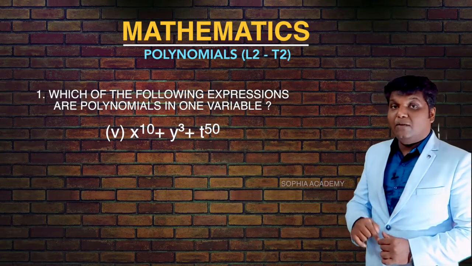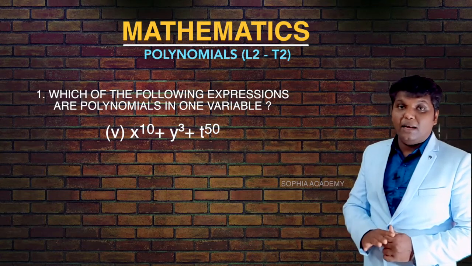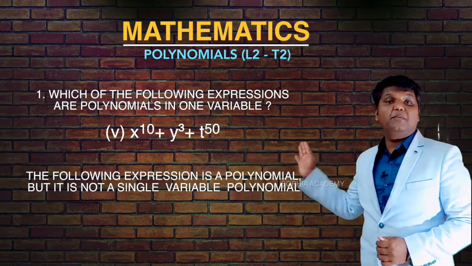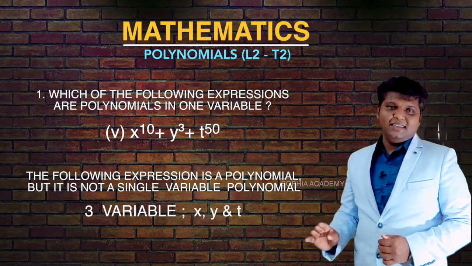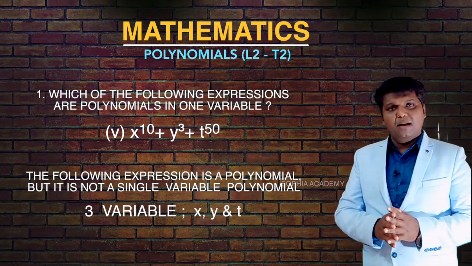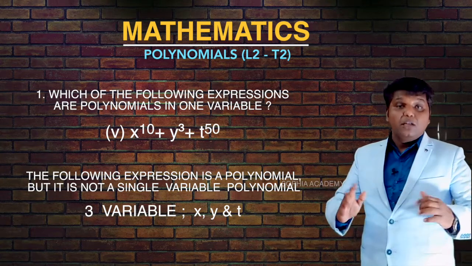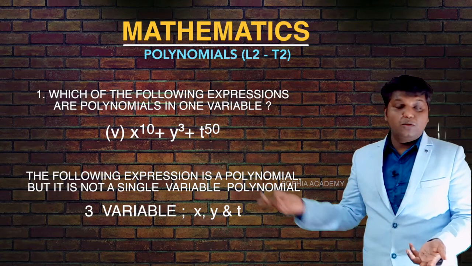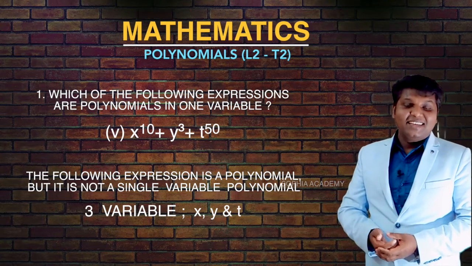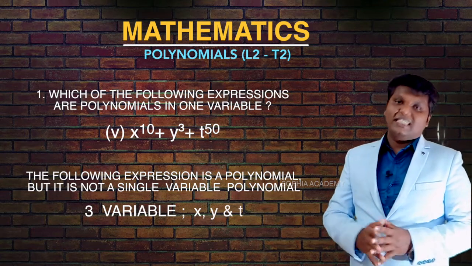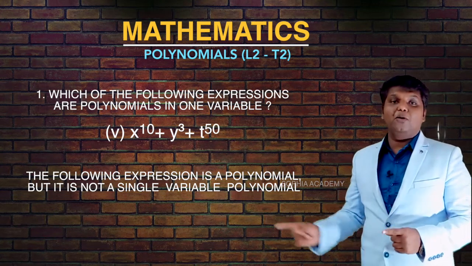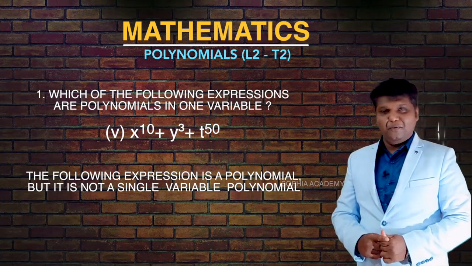But as per our question, whether it is of a single variable. Is it a single variable polynomial? No. There are 3 variables, x, y and t. So even though it is a polynomial, we will say that it doesn't come under our category, because we need to check whether it is of a single variable. So sadly we have to say that here it is not of a single variable.